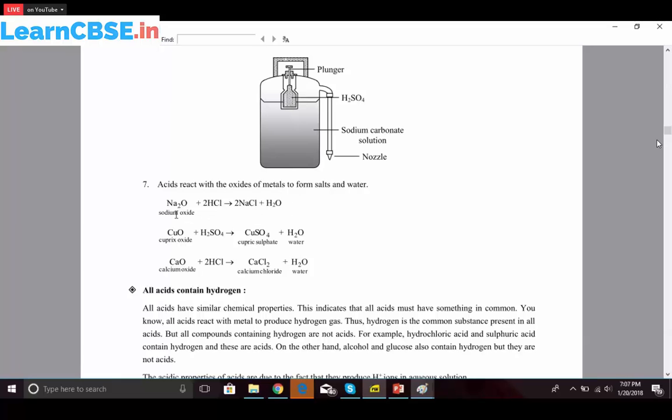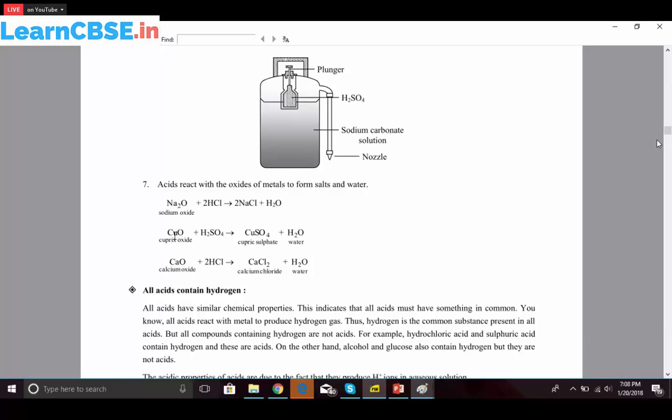Next one, the acids react with the oxides of the metals to form salts and water. So this is Na2O, sodium oxide, a metallic oxide. The metallic oxide is always a basic oxide, because when you dissolve it in water, we get NaOH, which is nothing but a base. That Na2O reacts with the HCl. Actually, this is a base and acid reaction, so we get NaCl plus H2O. This is a neutralization reaction because the acid reacts with the base.